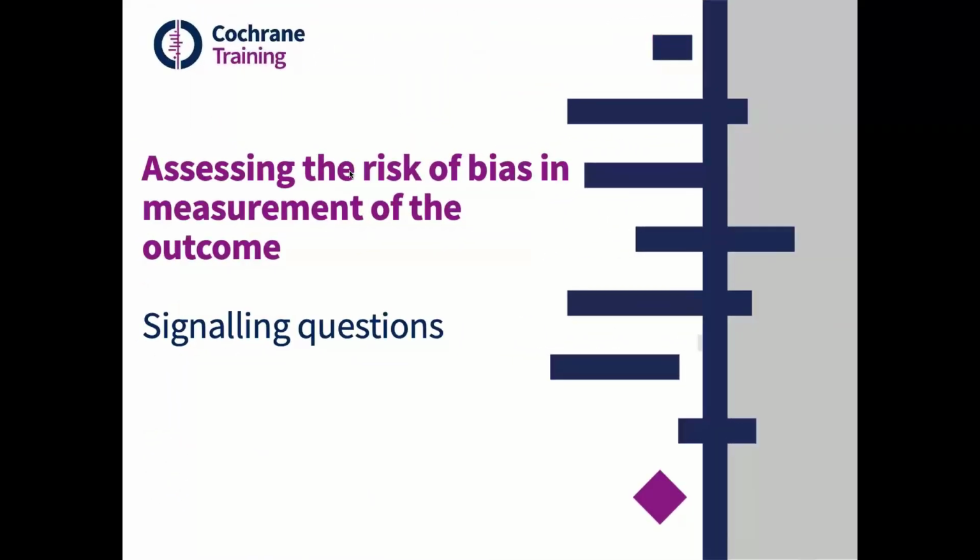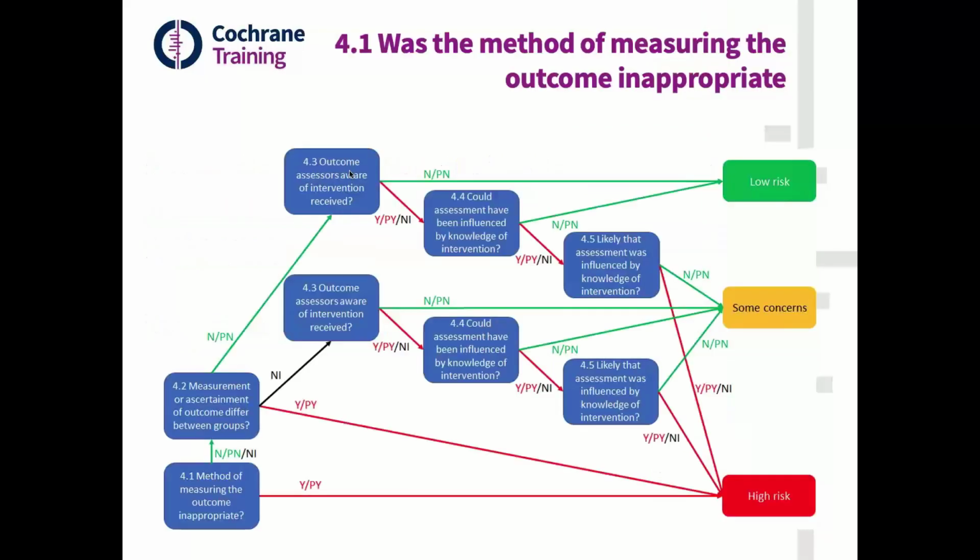So now let's move on to the tool and to the domain dedicated to measurement of the outcome in the tool. For this domain, we have 5 different signaling questions. Most of the signaling questions are related to blinding, and you will answer different signaling questions, and you have a complex algorithm that will allow you to classify this domain as high risk, some concerns, or low risk.